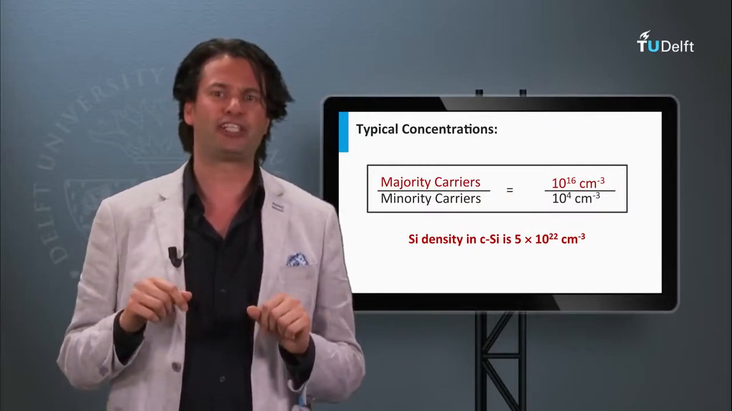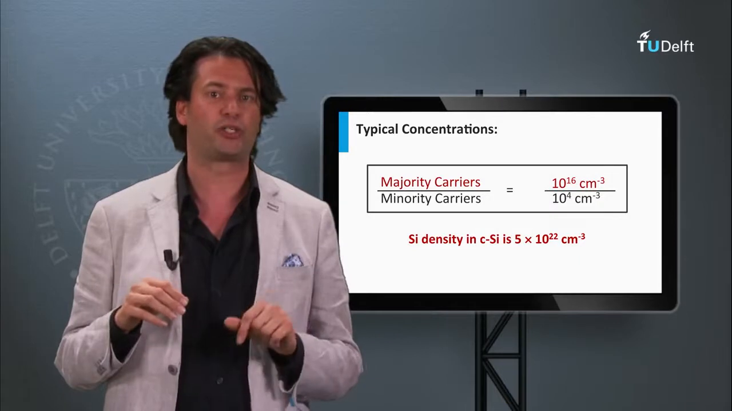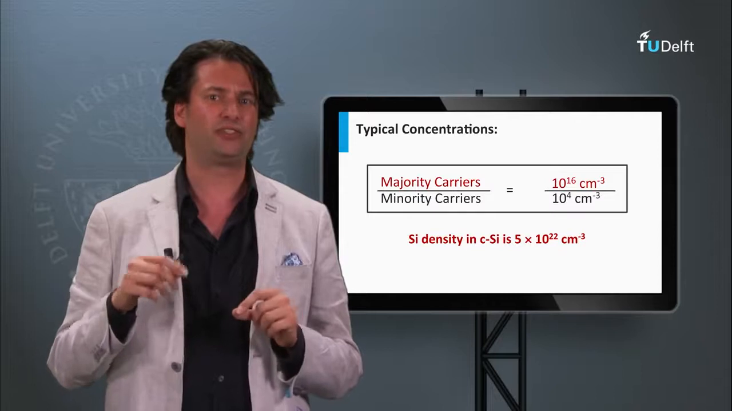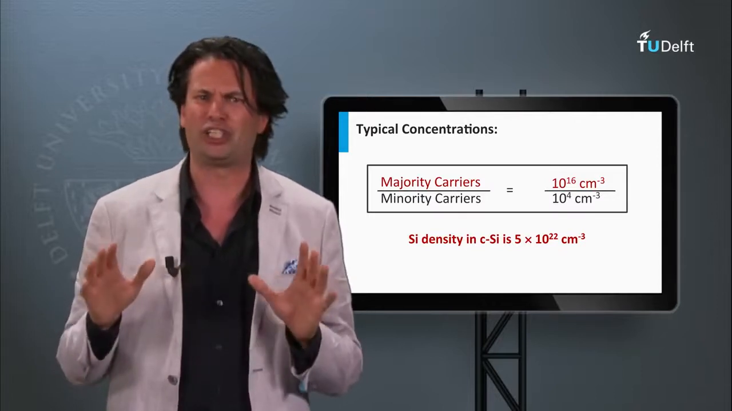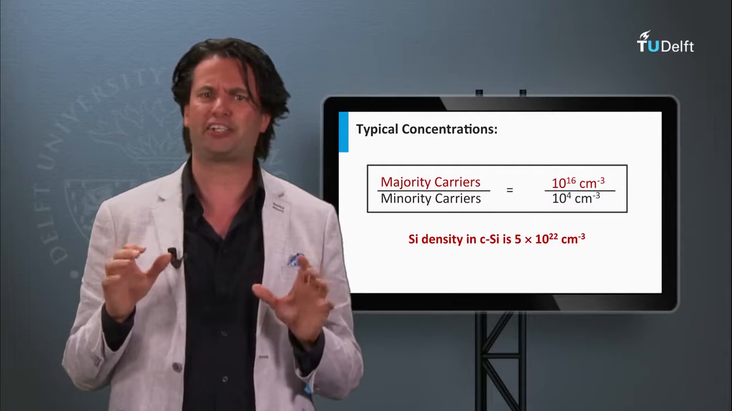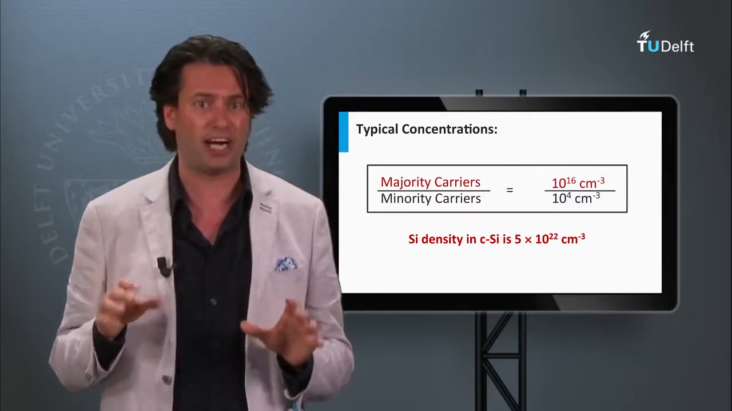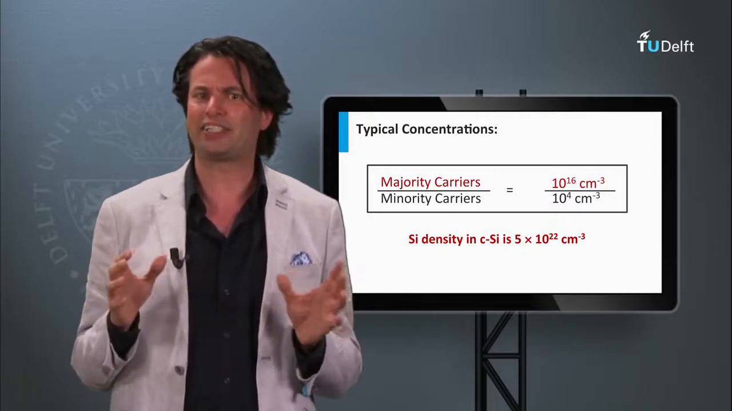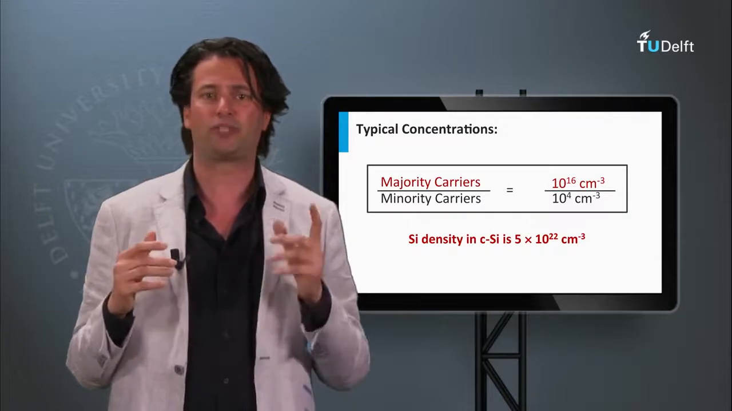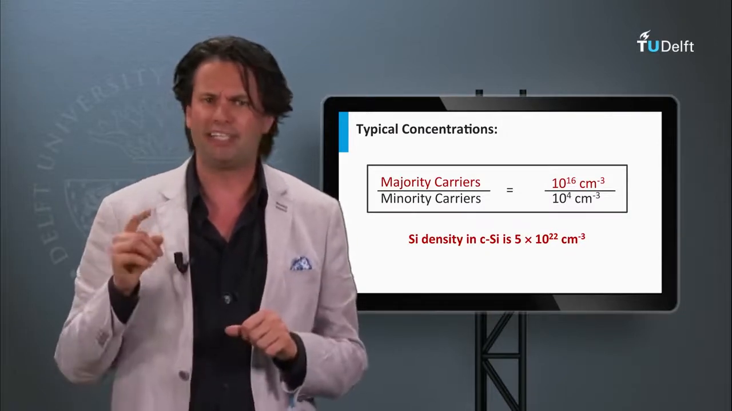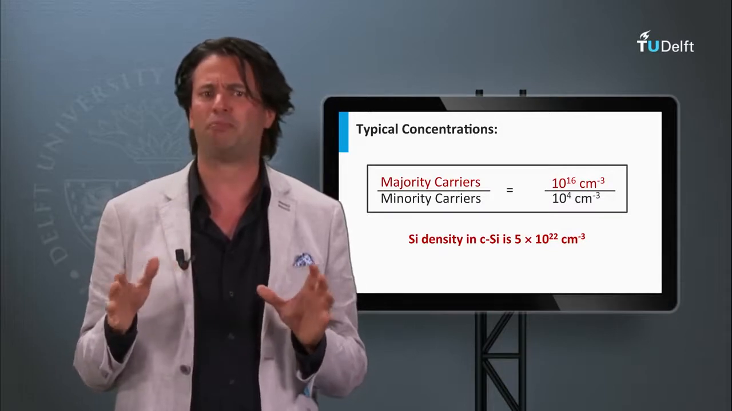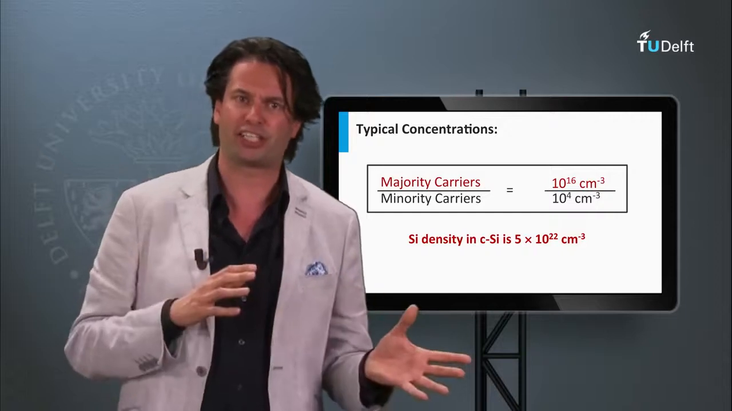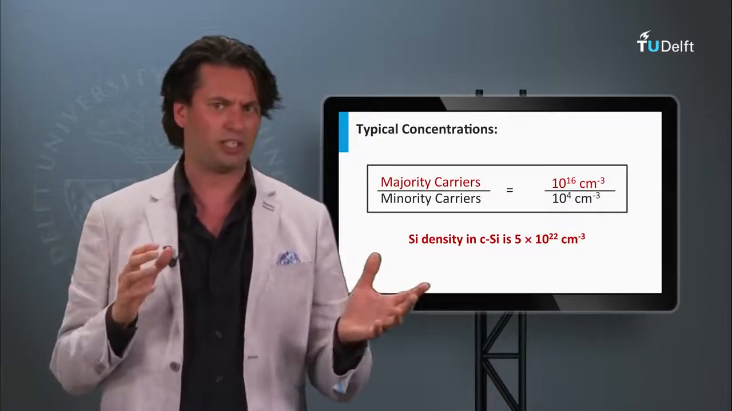Typical densities for majority charge carriers in silicon are 10^16 per cubic centimeter, whereas the density of minority charge carriers in that case would be 10^4 per cubic centimeter. This shows that the density of majority charge carriers can be many orders of magnitude higher than that of the minority charge carrier. Note that the silicon density in crystalline silicon is 5 times 10^22 per cubic centimeter. This means that the total number of charge carriers is much lower than the typical density of silicon atoms. The ratio of majority charge carriers to silicon atoms in this example is 1 to 5 million.